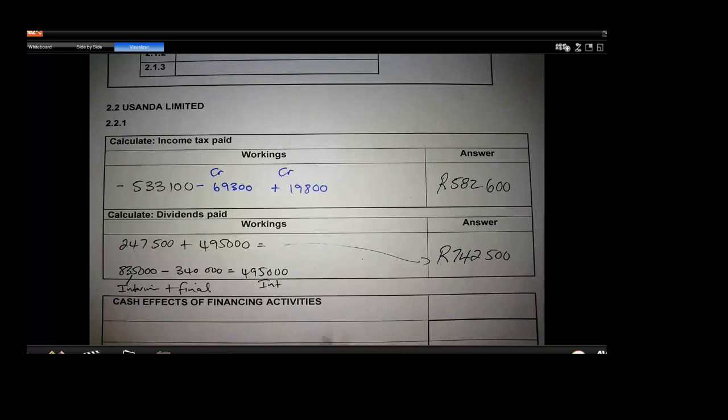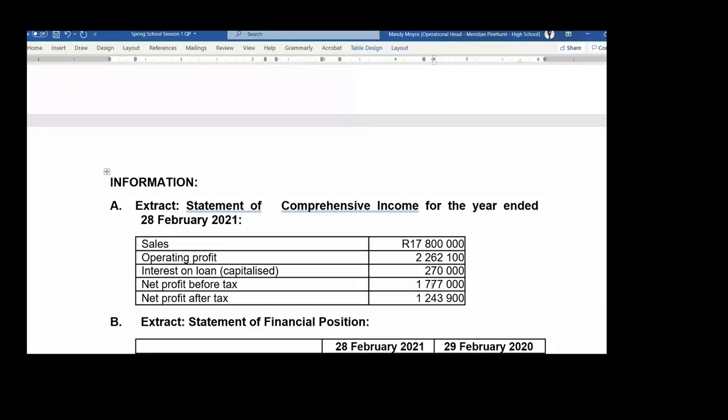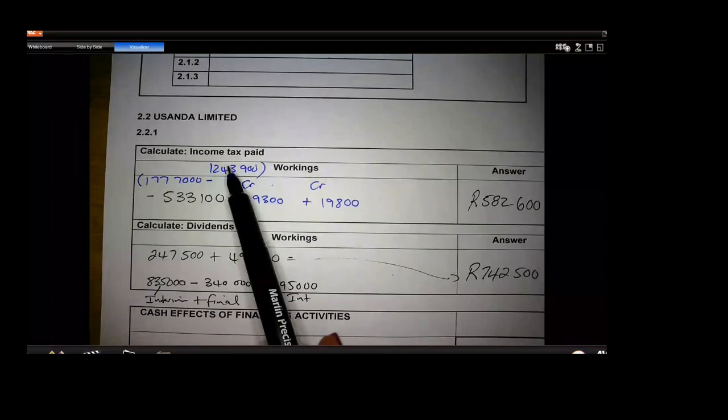So the question was, how did we work this one out here? Okay? How did we work it out? So I got net profit before tax. How did I get net profit after tax? I take net profit before tax and I minus, so it's 177, and I minus my 243,900. Okay, that's how I got it. I take my net profit before tax and I minus my net profit after tax.